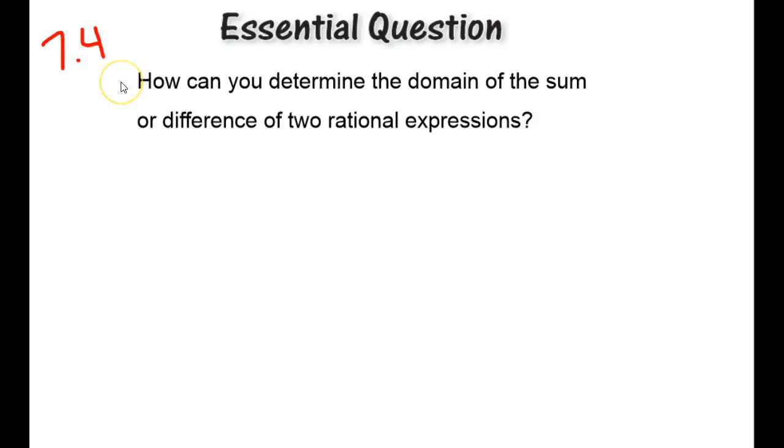All right, here we're looking at section 7.4, and our essential question is how can you determine the domain of the sum or difference of two rational expressions? Now when we're dealing with sum or difference, we're adding and subtracting, and the domain is all my possible x values. So I just want to keep in mind any x values that would make my denominator 0. Those are not possibilities, so we want to think about that as we're going through.